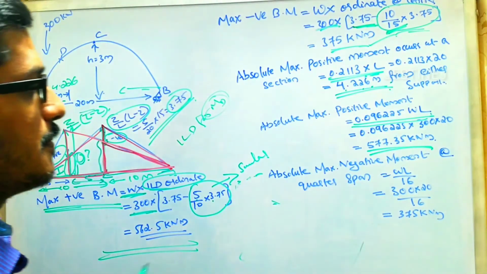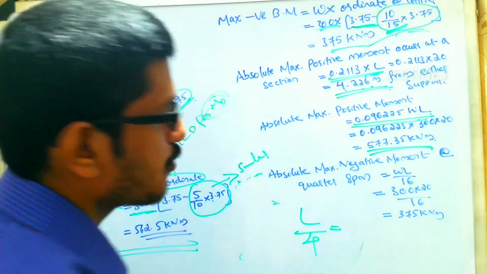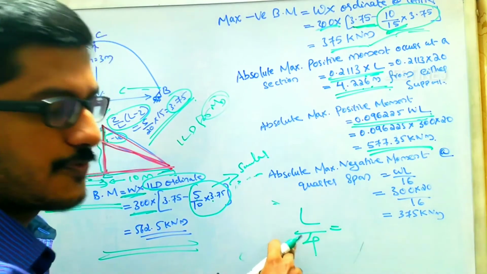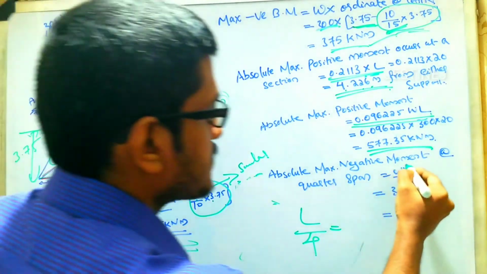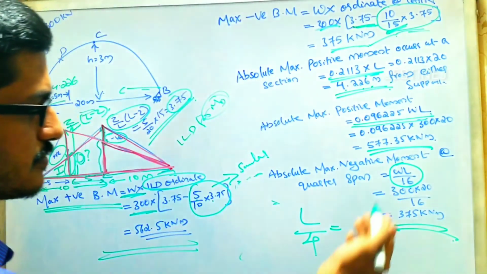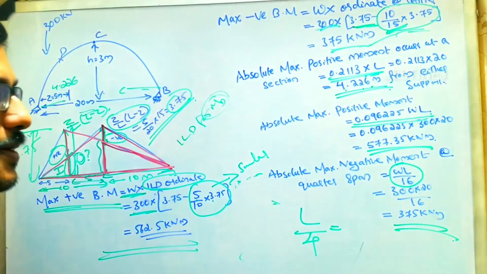And the absolute maximum negative bending moment will occur at a distance of L by 4, the quarter span. These are all formulas we derived. If you substitute the values in this general equation, you will finally get the absolute maximum negative moment of 375 kilonewton meter.